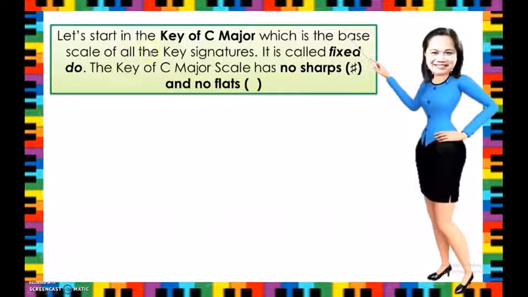So, let's start in the key of C major, which is the base scale of all the key signatures. It is called the fixed Do. So C major scale is a fixed Do. The key of C major has no sharp and no flats. Again, the key of C major scale has no sharp and no flat.